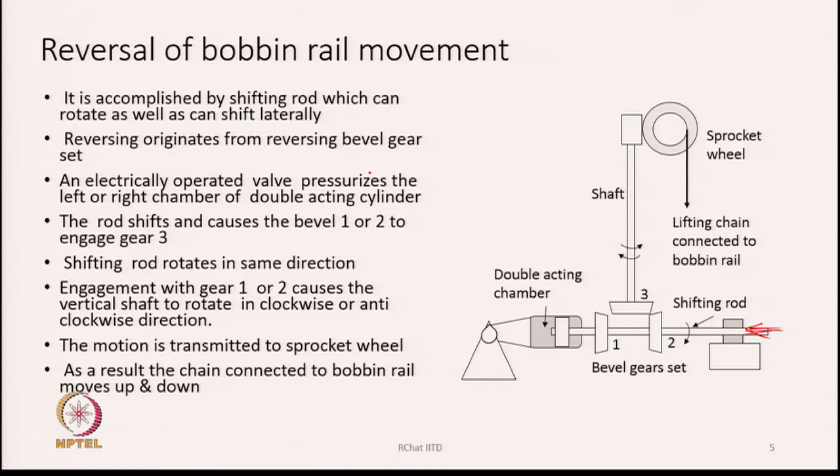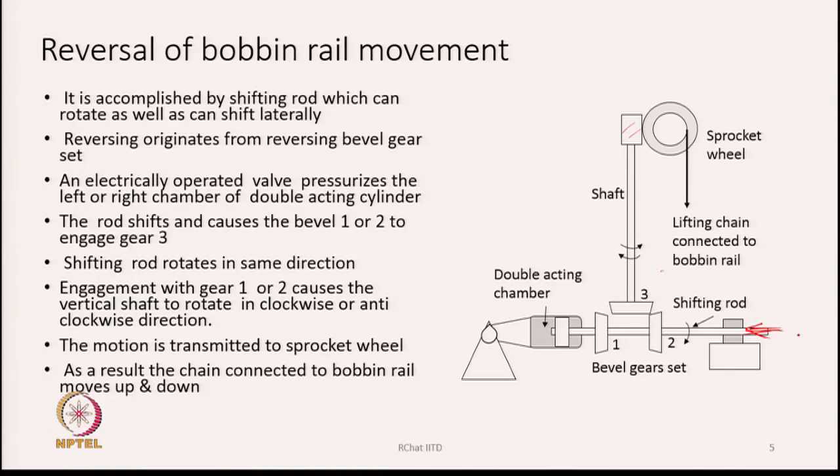Reversing originates from the reversing bevel gears. If you look at the shifting rod, you see that there are two bevel gears, one on the right hand side and one on the left hand side. The bevel gears are basically 1 and 2, and this is going to engage another bevel gear, which is 3, mounted on the vertical shaft. This vertical shaft in turn is connected to two wheels, and from one of those wheels there is a lifting chain which is connected to the bobbin rail.